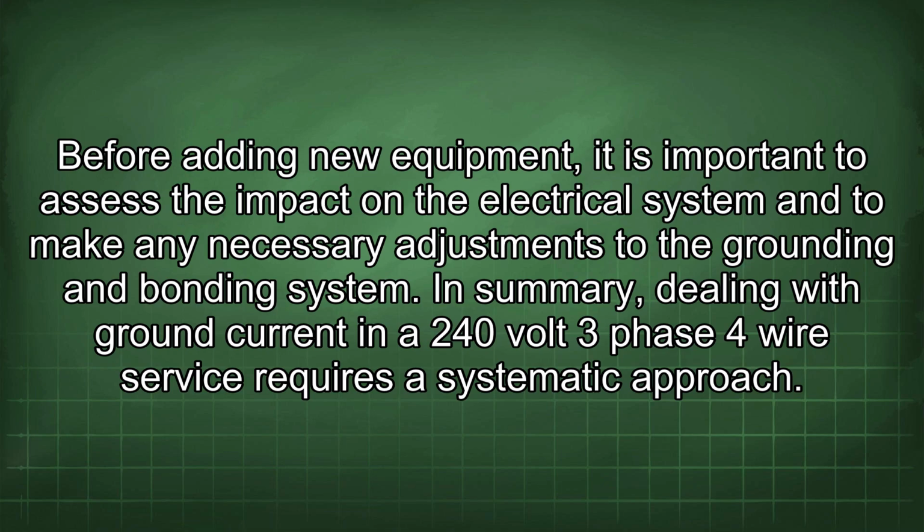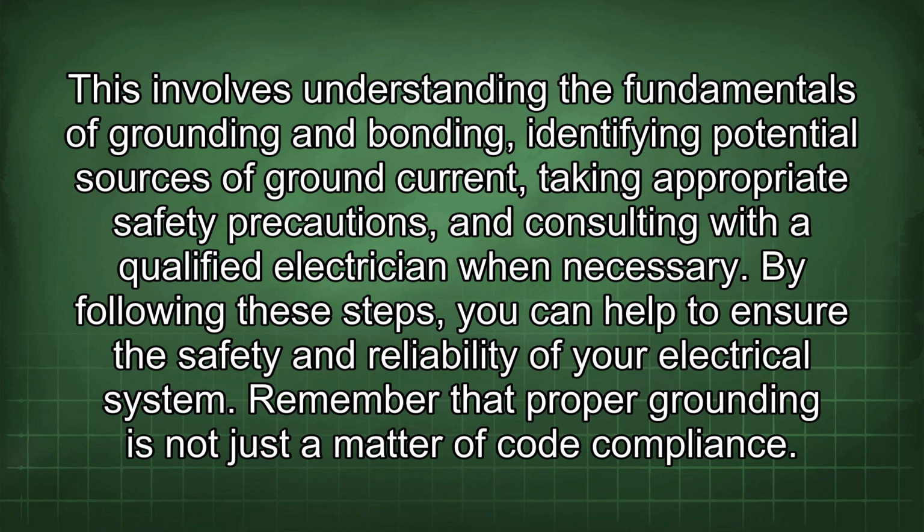In summary, dealing with ground current in a 240-volt 3-phase 4-wire service requires a systematic approach. This involves understanding the fundamentals of grounding and bonding, identifying potential sources of ground current, taking appropriate safety precautions, and consulting with a qualified electrician when necessary. By following these steps, you can help to ensure the safety and reliability of your electrical system.